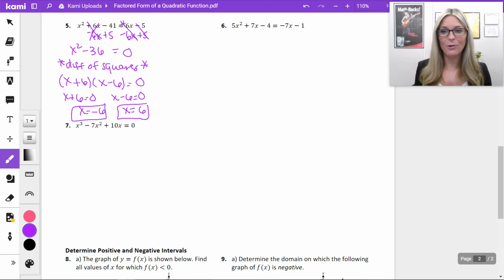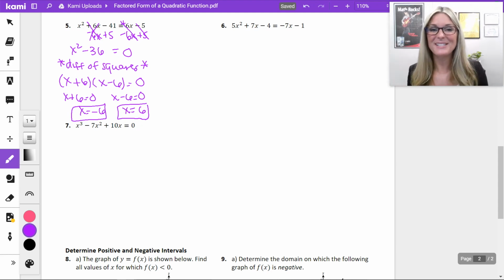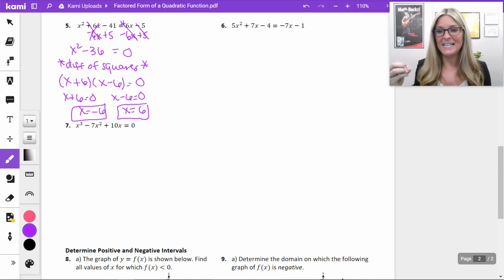Lots of different types of quadratics, lots of different ways to factor. I've got an example of each here. Number 6, 5x squared plus 7x minus 4 equals negative 7x minus 1. Again, we need it in standard form equal to 0 before we can start to factor.